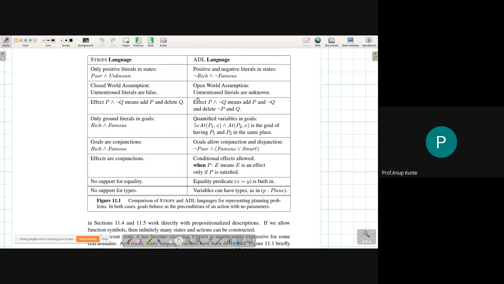Fine. Then in STRIPS language, only the ground literals are there in the goal, whereas in ADL, we can have variables and quantified predicates as well in the representation of the goal.